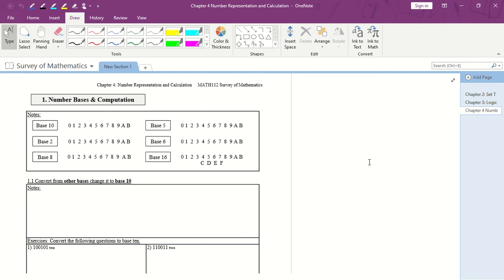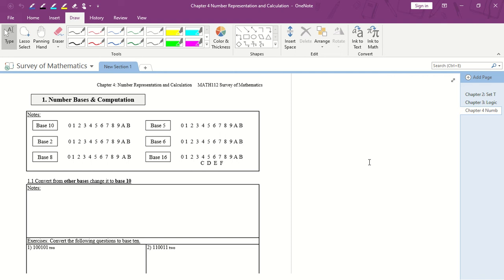And today we'll be continuing to talk about chapter 4, number representation and calculation. This is part 2, and for part 2, we'll start getting into the tips to make you professional. The first one is number bases and computation. I will divide number bases and computation into two parts because it's kind of long.